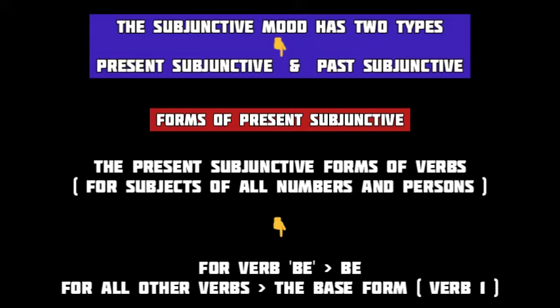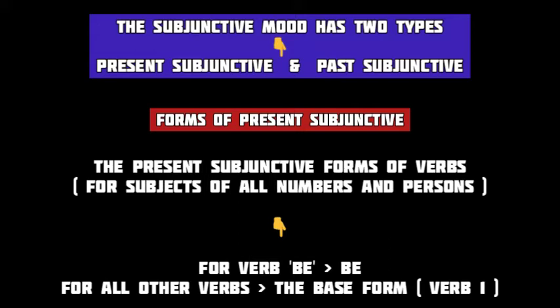And these present subjunctive forms remain the same for subjects of all numbers and persons. Whether the subject is a singular or plural noun, or a first person or second person or a third person pronoun, the present subjunctive form of a verb remains the same.